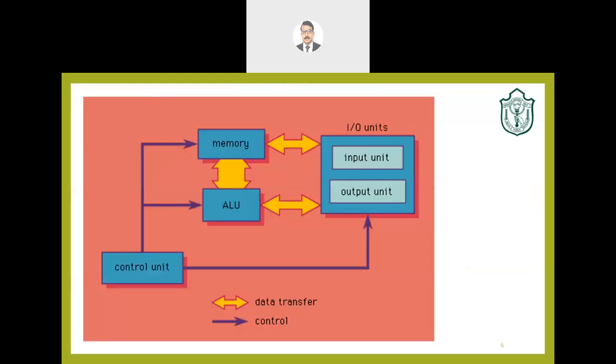We can understand this more with the help of this flow diagram. The control unit controls memory, ALU, and IO unit. The IO unit is interconnected with memory and ALU. Even memory and ALU are interconnected as far as data is concerned. So data is transferred between these devices.